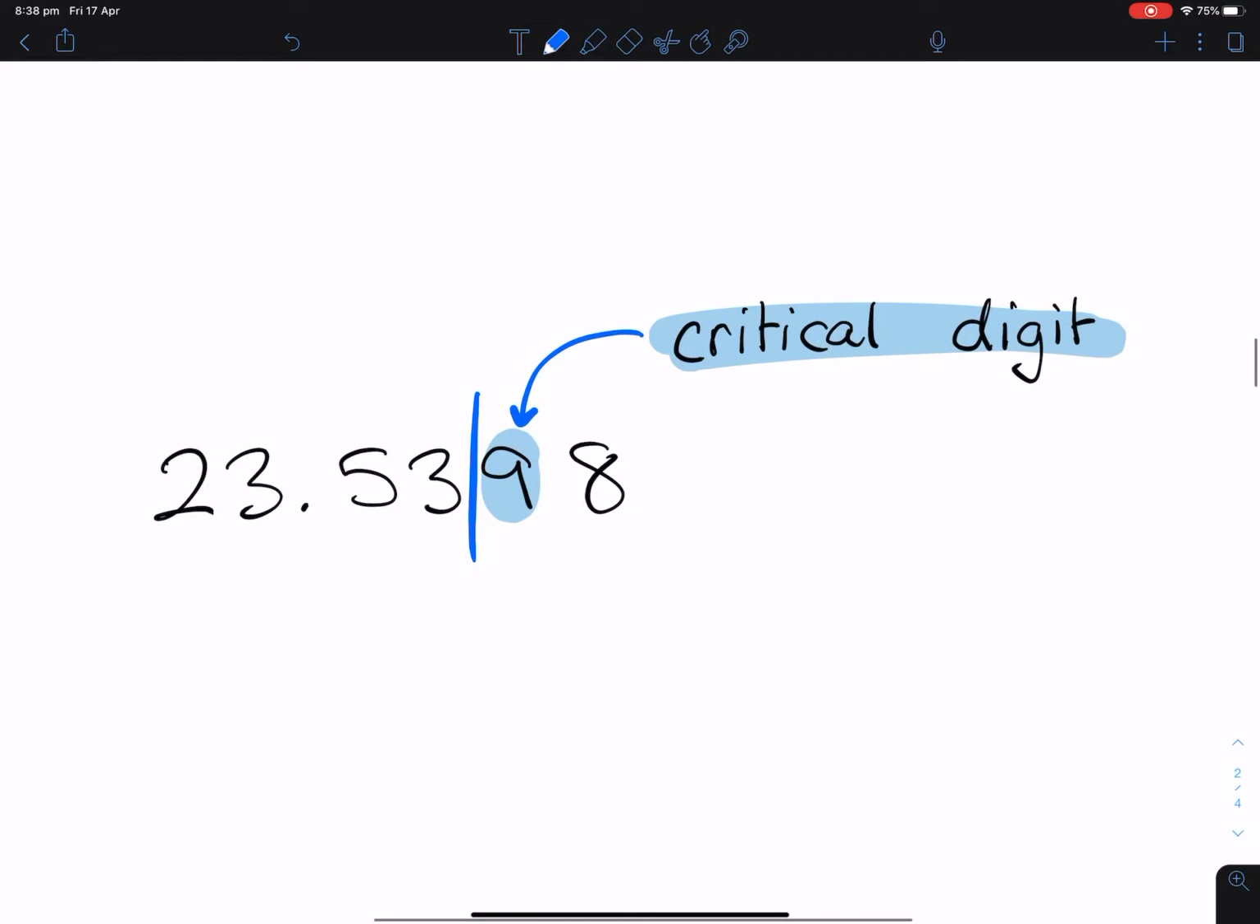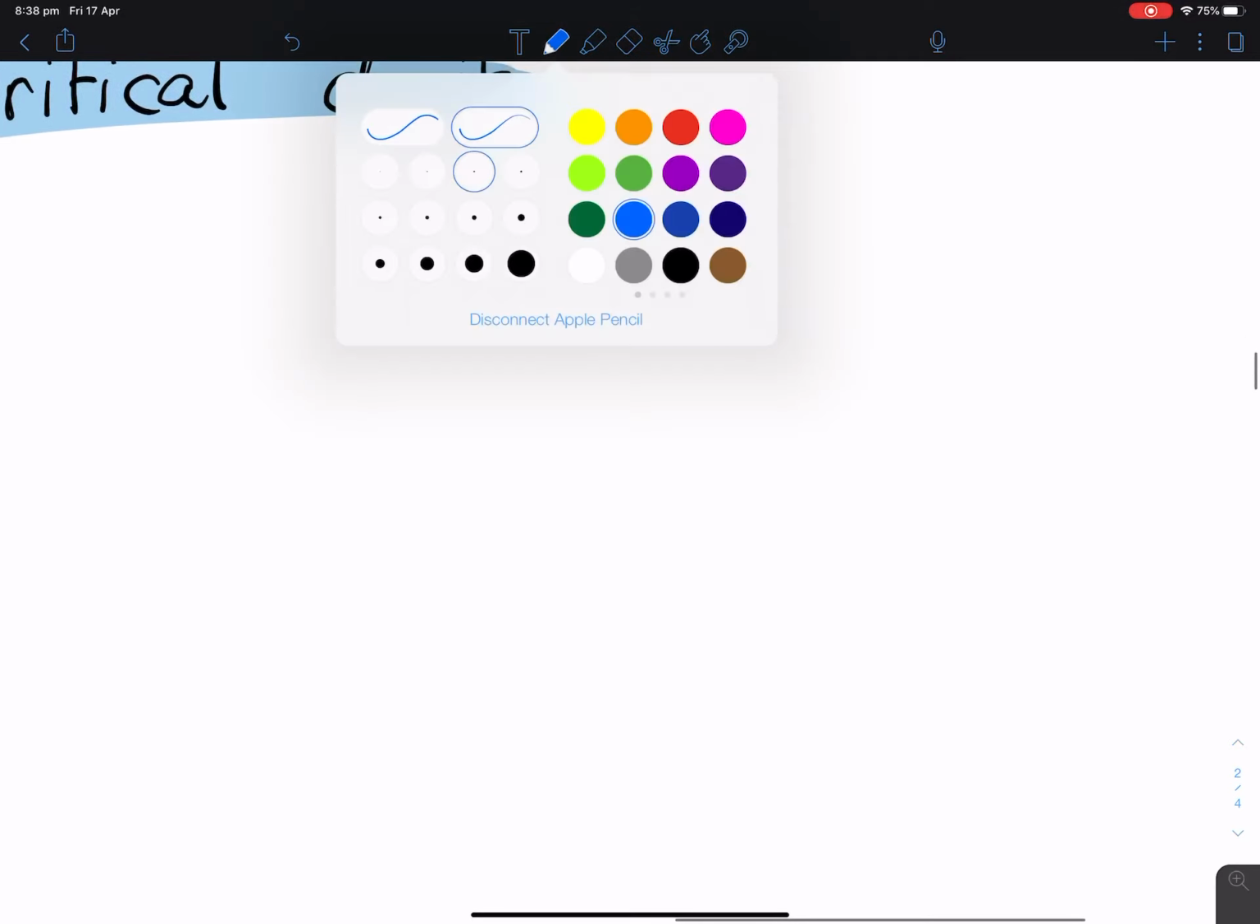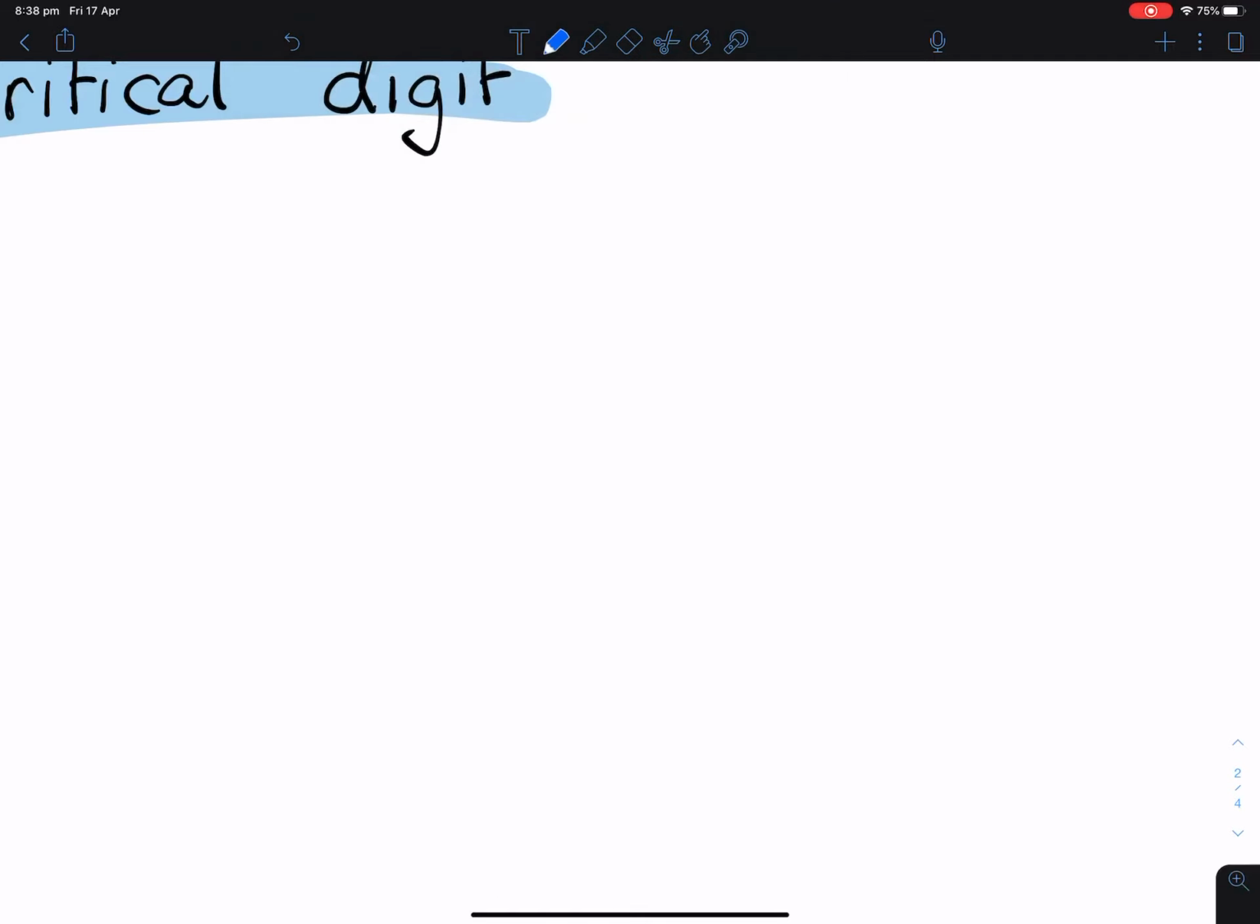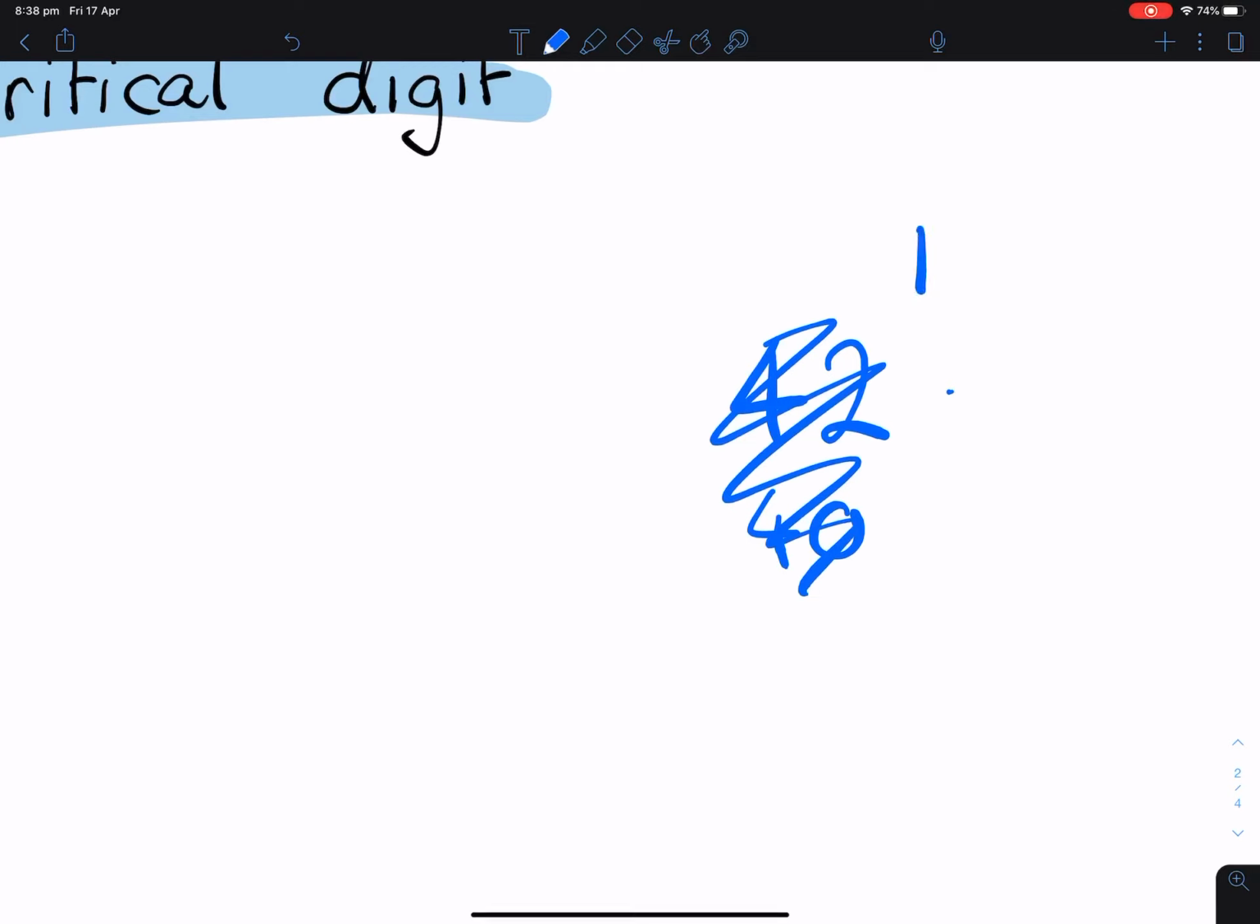So when it comes to rounding a number, you might be familiar with rounding. Let's say I've got the number 42, and I might say round this number to the nearest 10. And you go, oh, that's easy, that just becomes 40. What about 19? Round this to the nearest 10. Well, that's just going to be 20.